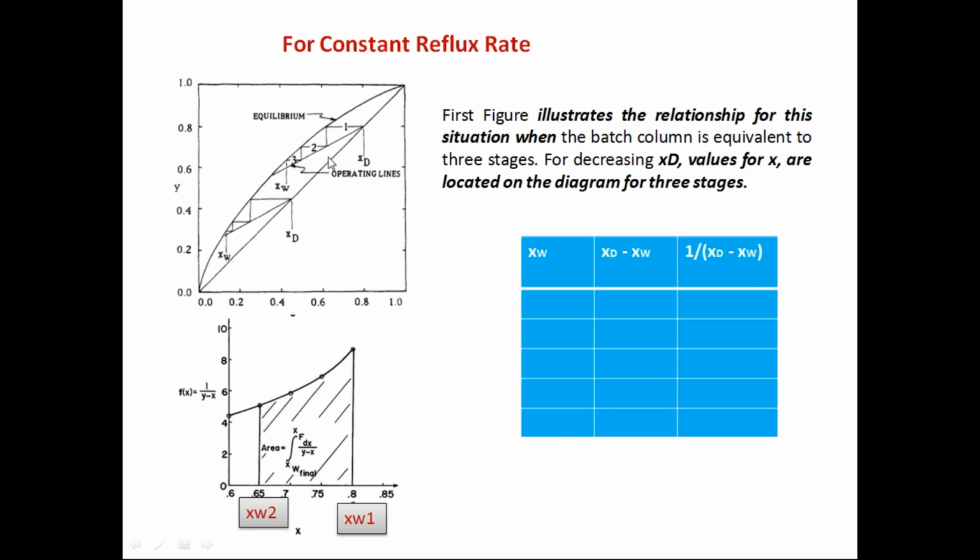For example, XD comes down to another value here because XD is variable, because you made the reflux ratio constant. So if it is coming to here, then again you can draw one line. How to draw this line? This line has the slope of R by R plus 1. R is the reflux ratio, whichever constant reflux ratio you are maintaining. For example, R is 2, then 2 by 3 is the slope.